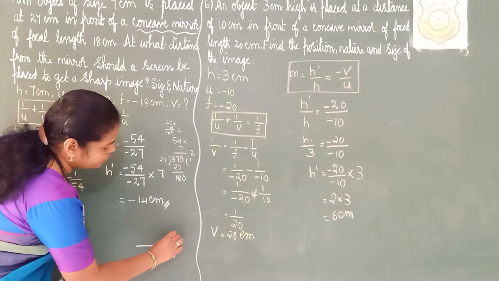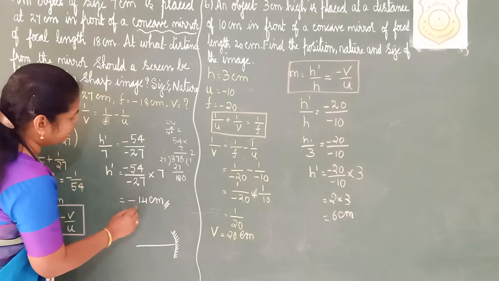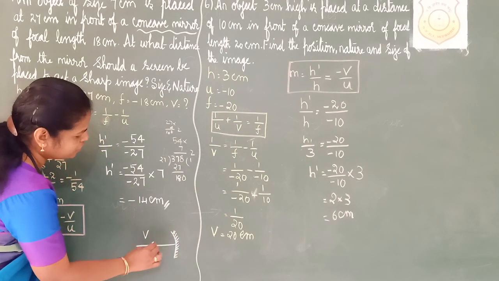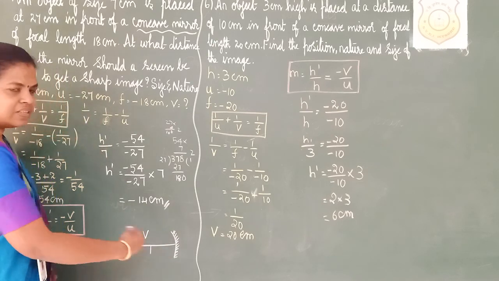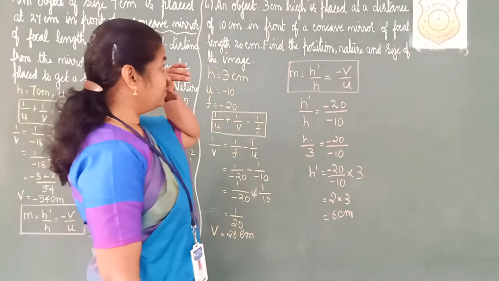What we have been given here is a concave mirror. So if you are getting minus 14, h dash is equal to minus 14, it means the image will be formed somewhere on this side. Okay, it's the next numerical.